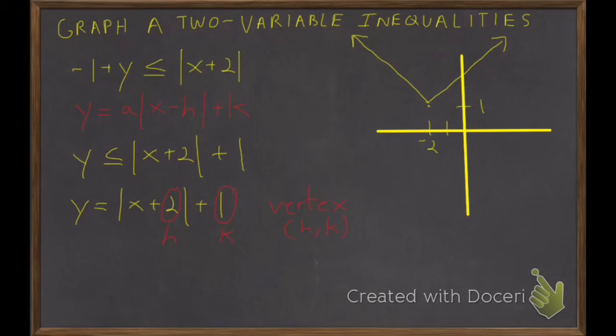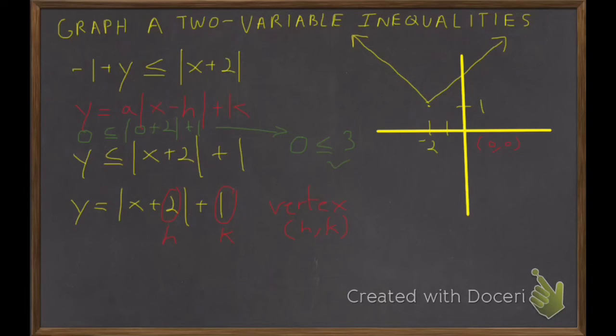Now, like we did in the video before, using the line, we have to pick our test points. So we will pick the points 0, 0 again, since they're easy points, and we'll plug it back into our inequality. So we're saying, and I'll put it in green, is 0 less than or equal to absolute value 0 plus 2 plus 1? And we get that to be, is 0 less than or equal to 3? And that is a true statement, so we put a check.